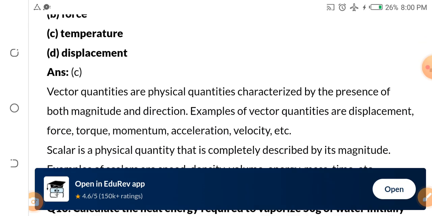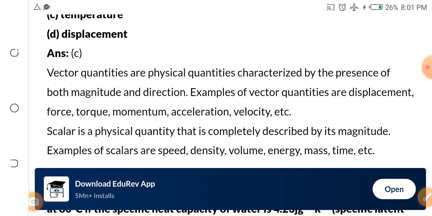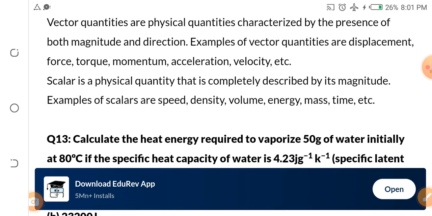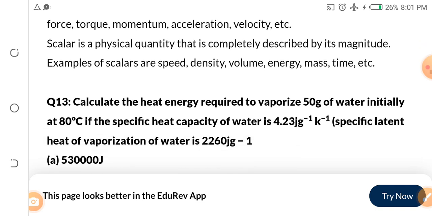Vector quantities are physical quantities characterized by the presence of both magnitude and direction. I have explained this earlier. Vector quantities have both magnitude and direction. Examples are displacement, force, torque, momentum, velocity, etc. Scalars are physical quantities that are completely described by their magnitude. Examples are speed, density, volume, energy, mass, time, temperature, etc. I want to believe you've learned that one.